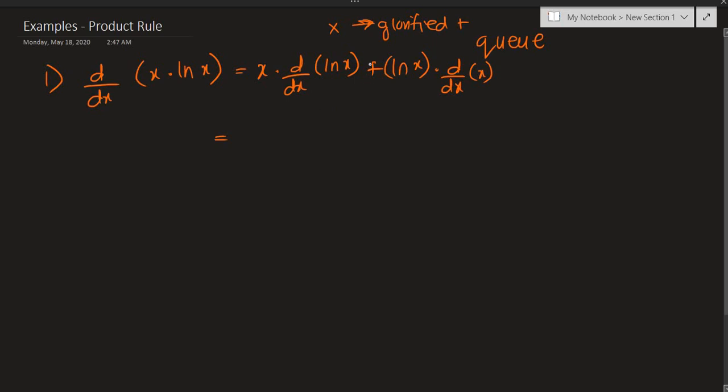So that's why there's this addition and then one function at a time. So the derivative of the natural log of x is 1 over x plus natural log of x times what's the derivative of x? 1 times 1. So x will cancel out. You end up with 1 plus the natural log of x.